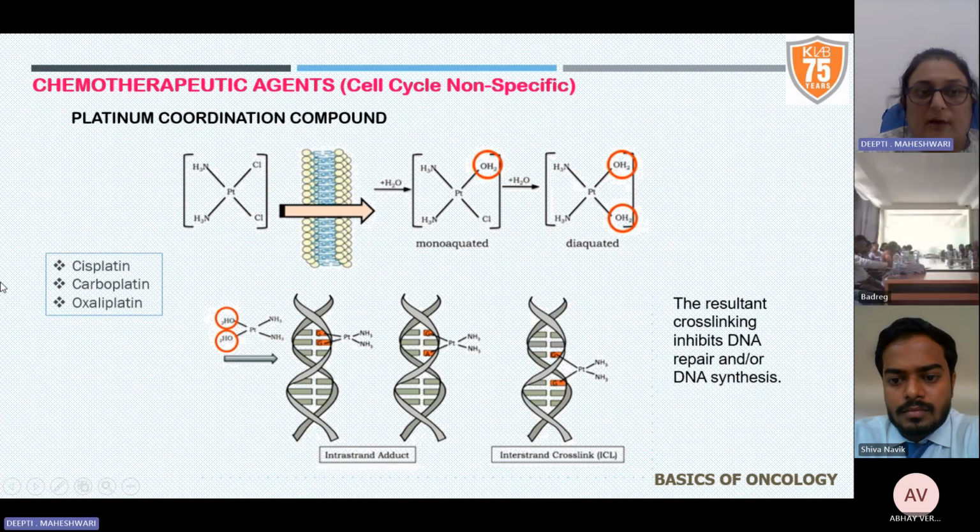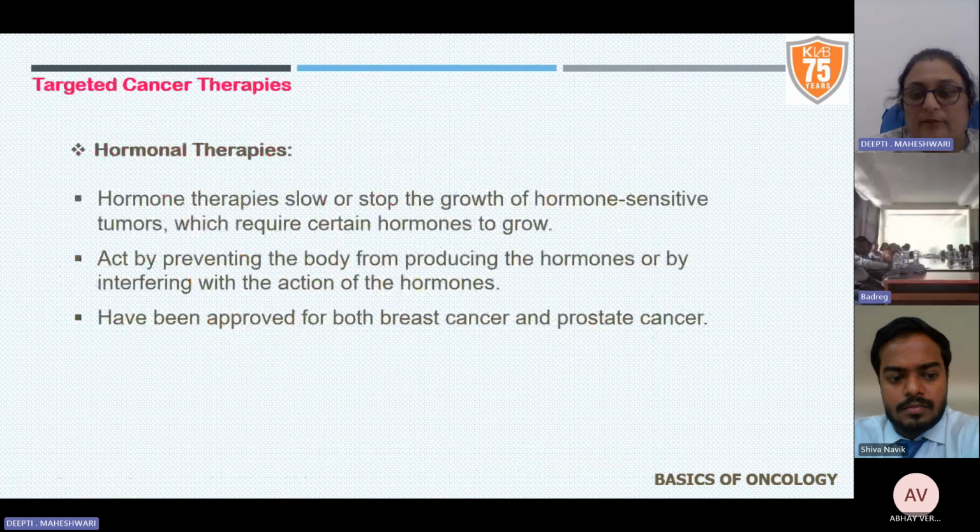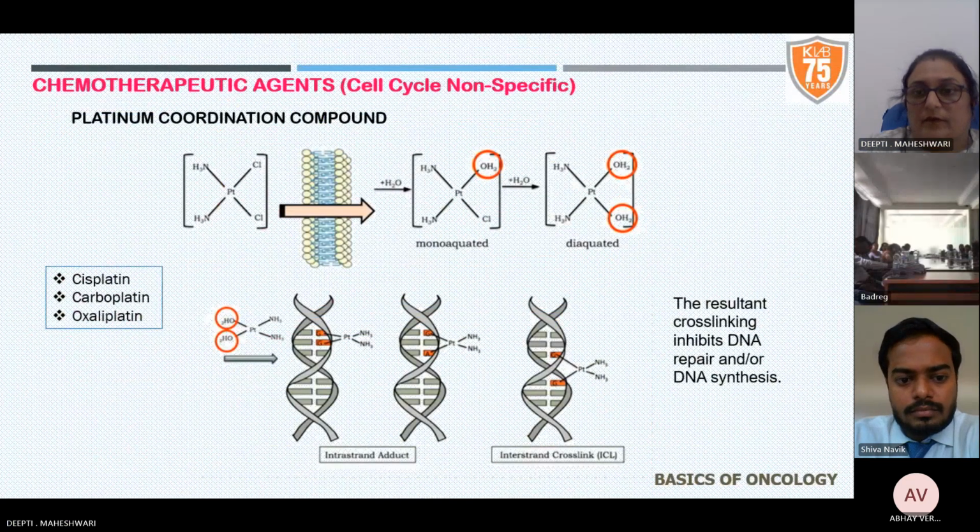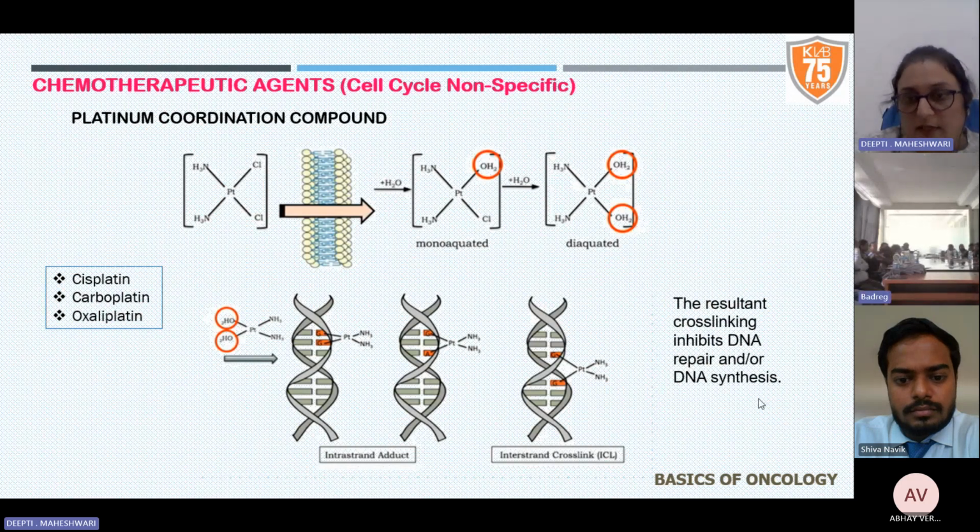You've got cisplatin, carboplatin, oxaliplatin. The resulting cross-linkage inhibits DNA repair and DNA synthesis, which we have already seen.